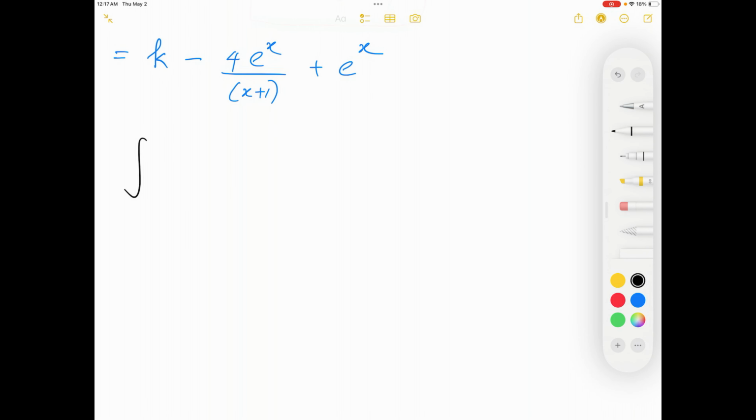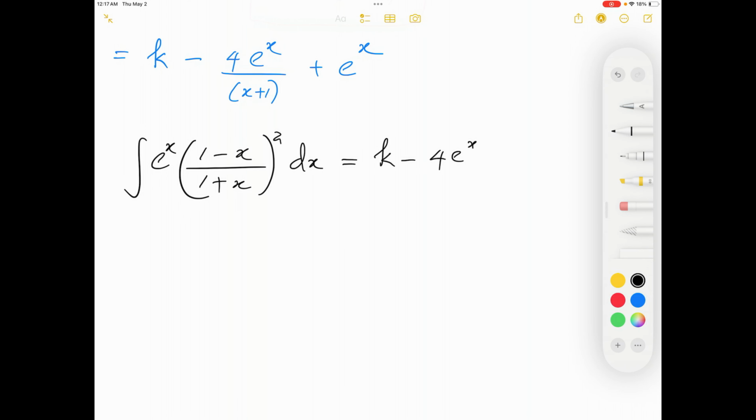This is our final answer for the integration of e to the x times 1 minus x divided by 1 plus x, everything raised to the second power, dx. We showed that this is equal to k minus 4 e to the x over x plus 1 plus e to the x.